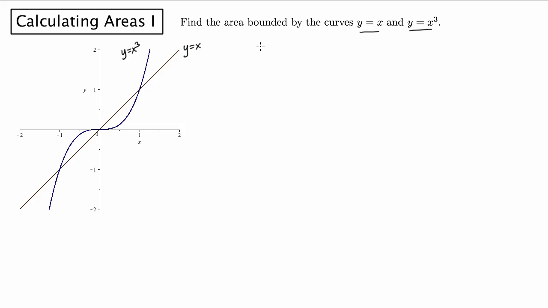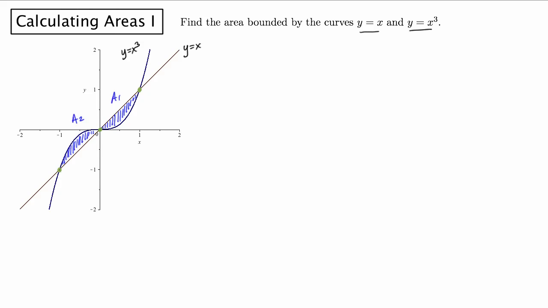Remember, bounded means the curves enclose the area or they surround the area. And so for this particular example, what we want is this area here, which I'll call area 1. And we also want this area here because it's also enclosed by both curves, and I'll call that area 2. So it's those two areas that I'm interested in, and from the start of the problem, the other thing that I'm interested in are these intersection points. The intersection points are going to let me know how far to integrate in each case.